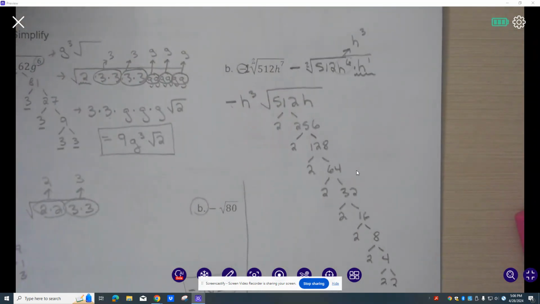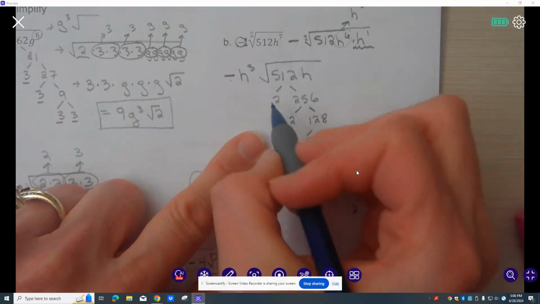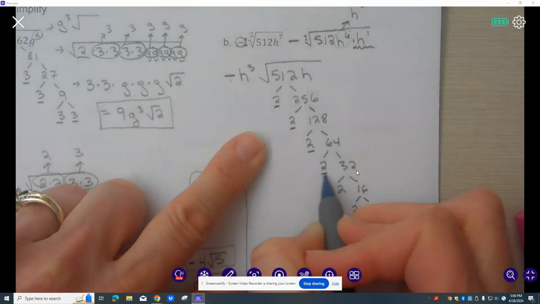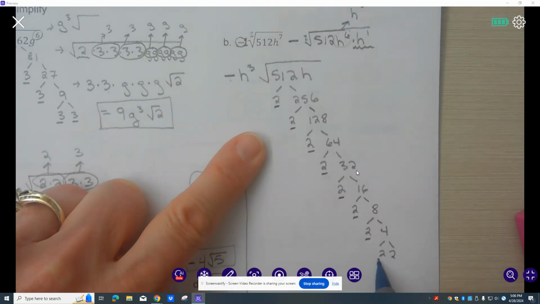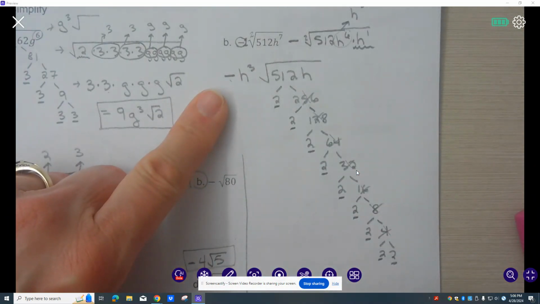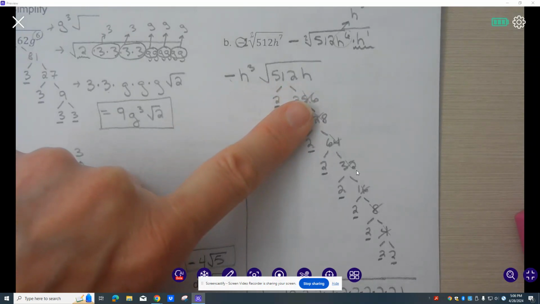I'm going to slide my paper up here. Okay, let's count up these 2's. 1, 2, 3, 4, 5, 6, 7, 8, 9. Remember, all these numbers I'm not using because those are not prime. Okay, so now let's see what our problem looks like. We still have the negative and the h to the third on the outside. 512 is the same as 1, 2, 3, 4, 5, 6, 7, 8, 9 2's. And don't forget that h.